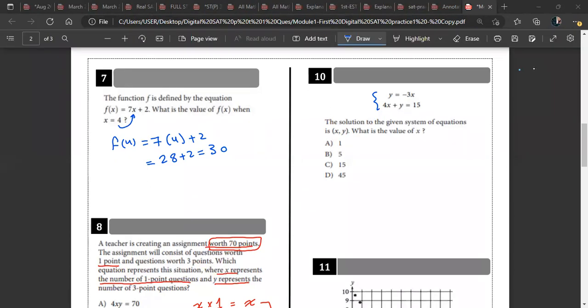Welcome. Okay, here this is called standard form. We work now with the standard form. Okay?